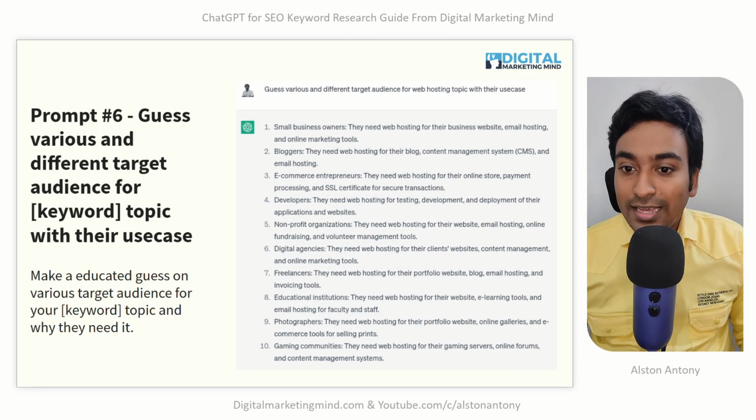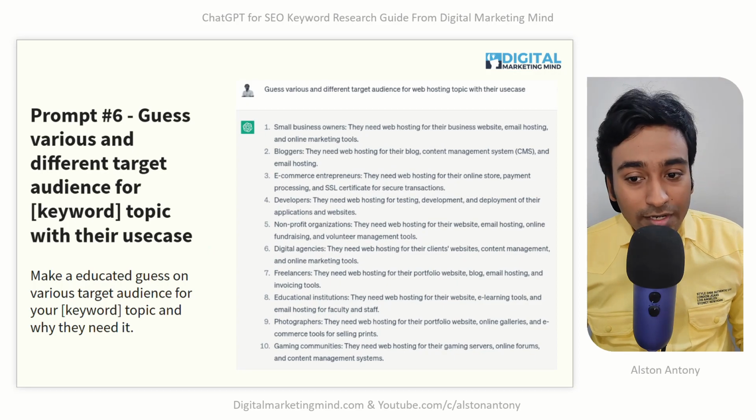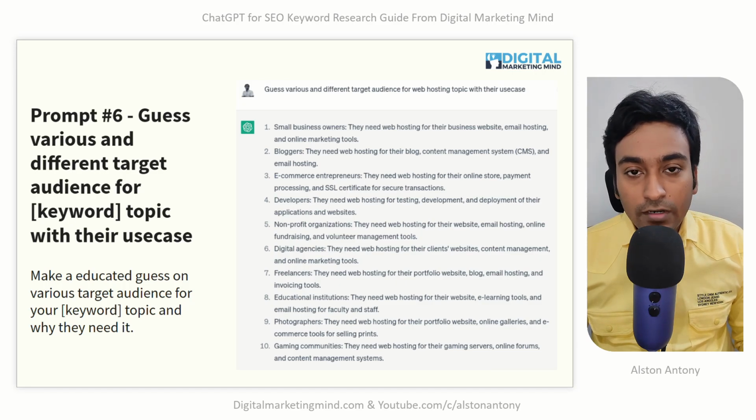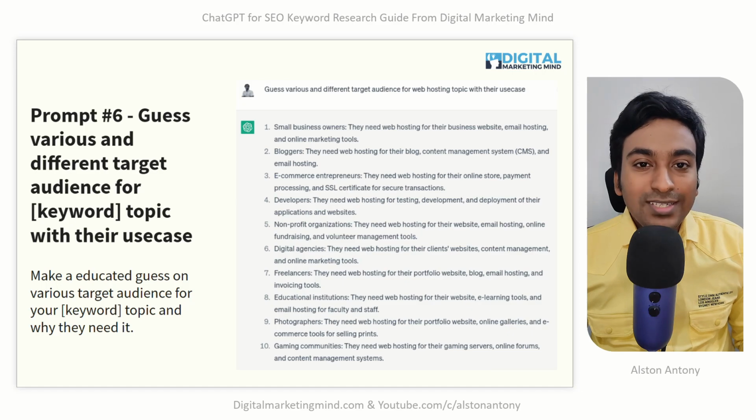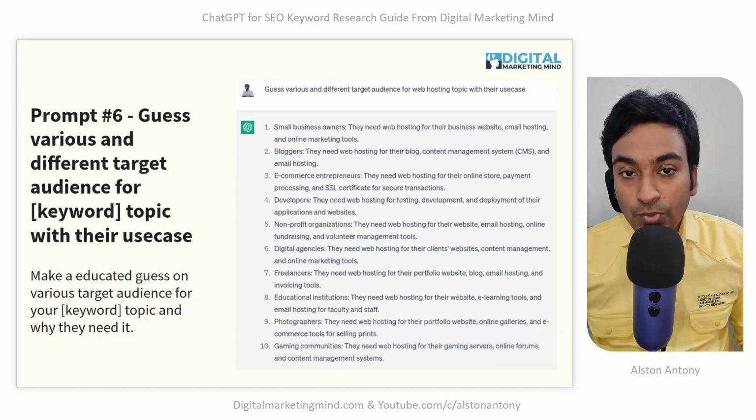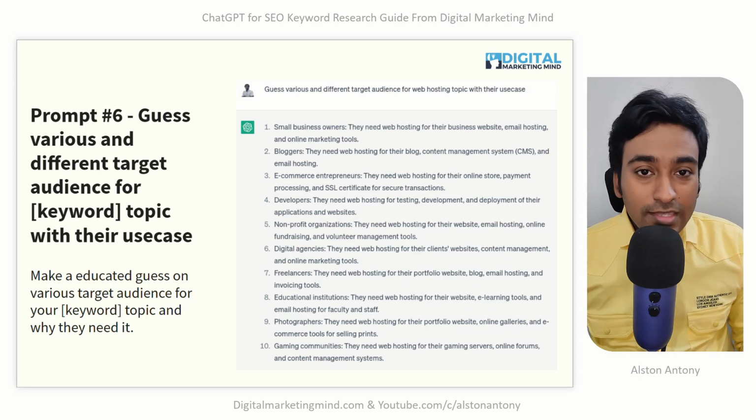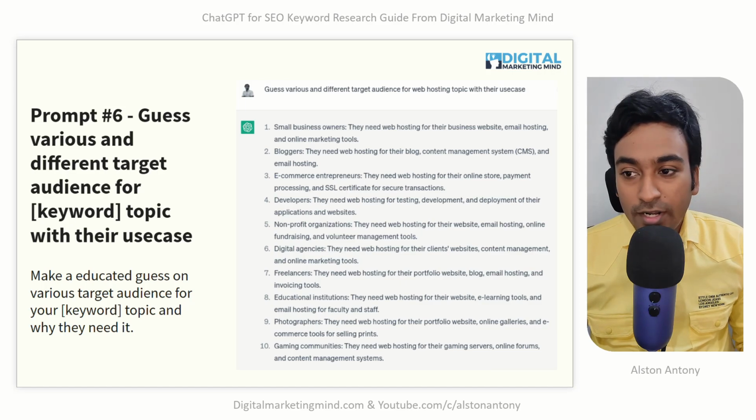Prompt 6 is guess various different target audience with their use case. This is an interesting and advanced keyword research method where we are no longer just considering search volume, keywords, and all those stats, but we are going one step above and asking ChatGPT to come up with target audience research with their use case, where for example I'm asking it to guess various and different target audience for the web hosting topic with their use case, and you can see the results it can come up with, like who are my target audience and why they might need it.